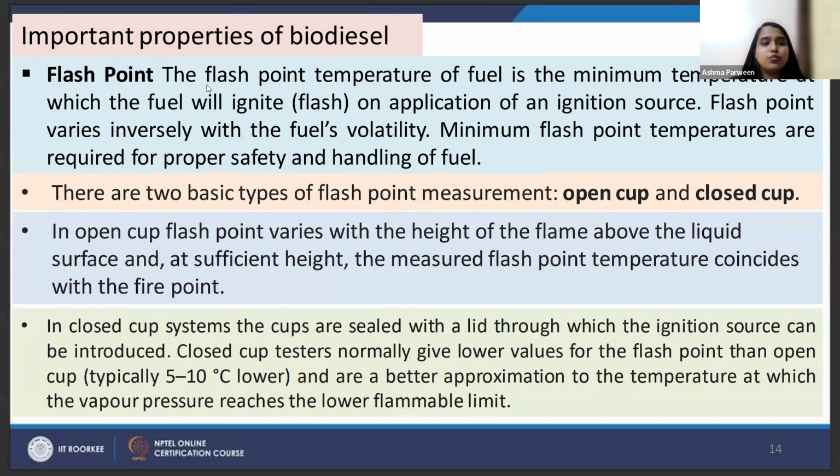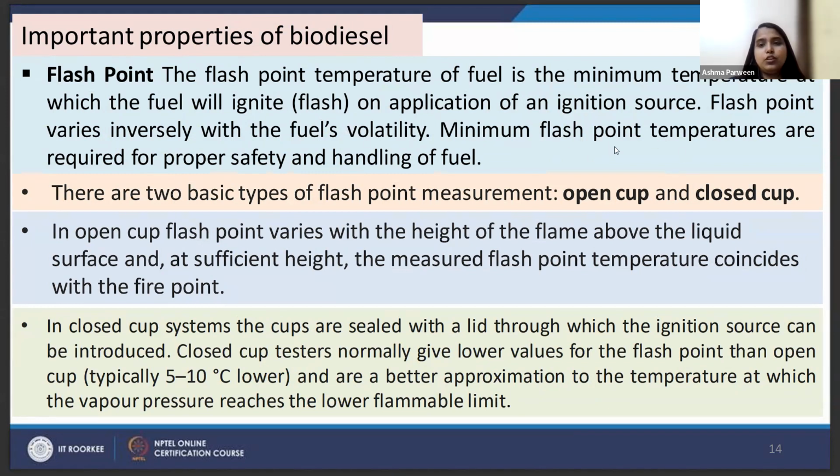Next important point: the flash point of a fuel is the minimum temperature at which the fuel will ignite on application of an ignition source. Flash point varies inversely with the fuel's volatility. If the fuel is more volatile, then the flash point will be lower, and if the fuel is less volatile, then the flash point will be higher.